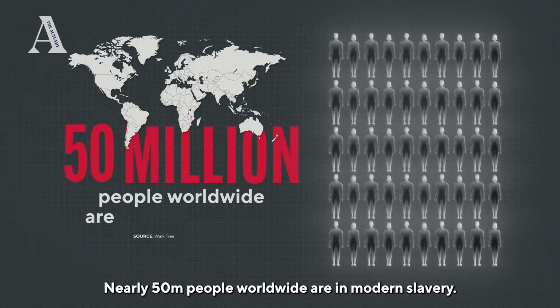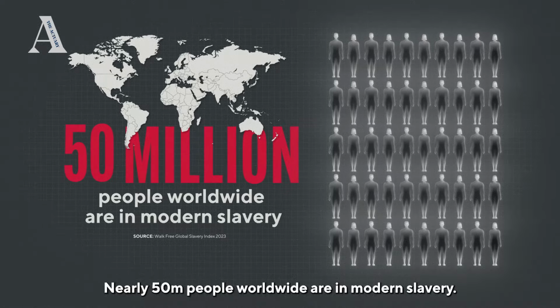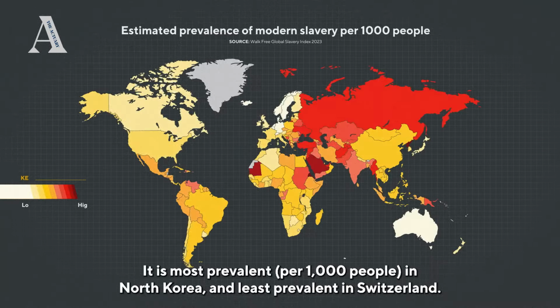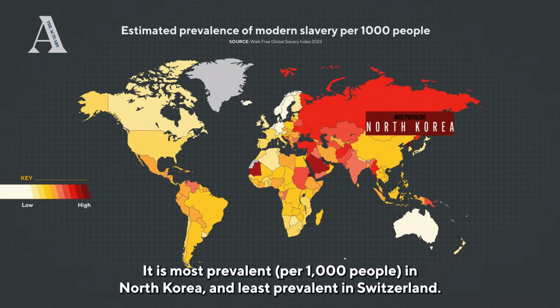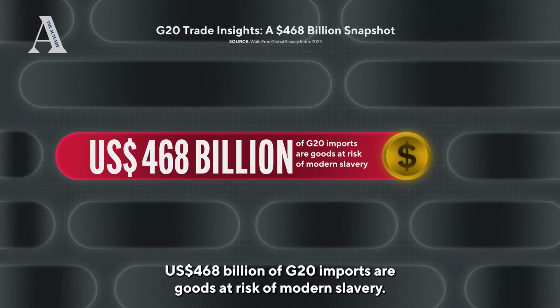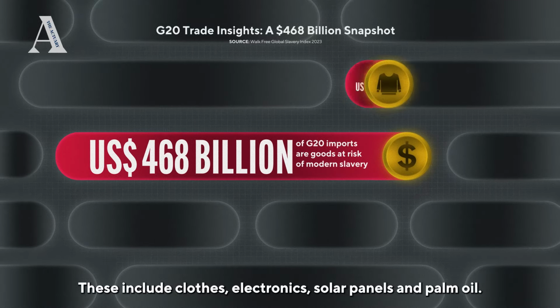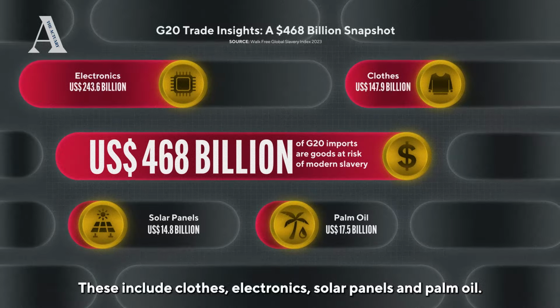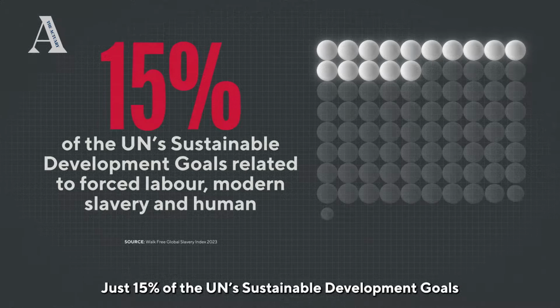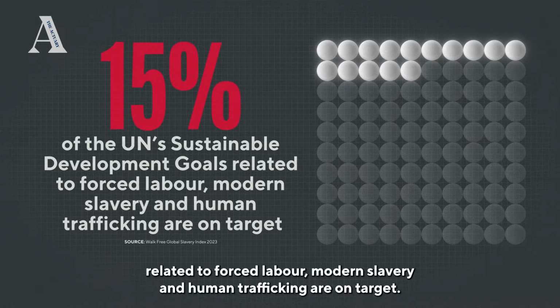Nearly 50 million people worldwide are in modern slavery. 11 million of those are in India. It is most prevalent, per 1,000 people, in North Korea and least prevalent in Switzerland. $468 billion of G20 imports are goods at risk of modern slavery. These include clothes, electronics, solar panels, and palm oil. Just 15% of the UN's Sustainable Development Goals related to forced labor, modern slavery, and human trafficking are on target.